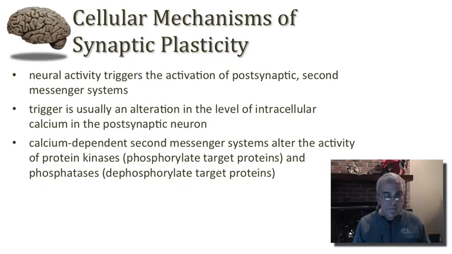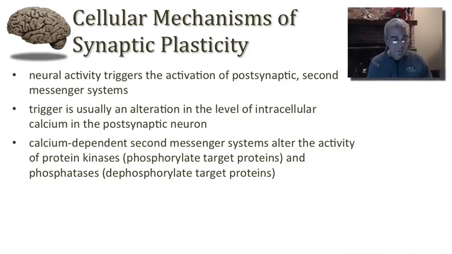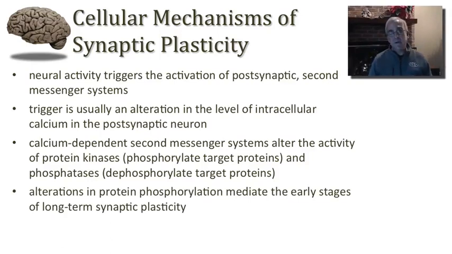That is critically important because the amount of calcium in that intracellular process is going to activate calcium-dependent second messenger systems. And these second messenger systems generally alter 2 categories of enzymes that are present within the postsynaptic cell. Either protein kinases, which tend to turn on target proteins through phosphorylation, or protein phosphatases that tend to inactivate target proteins through dephosphorylation.